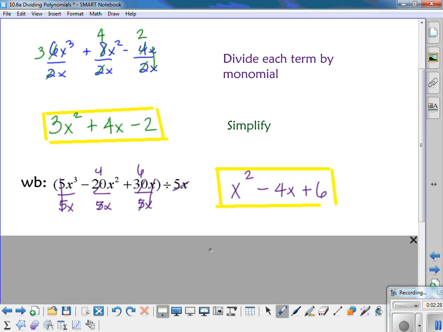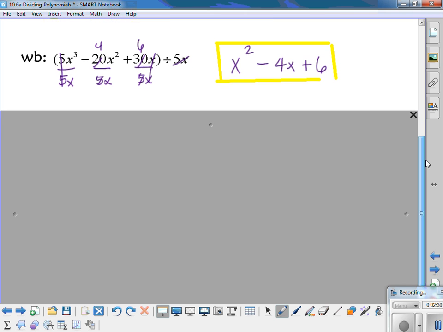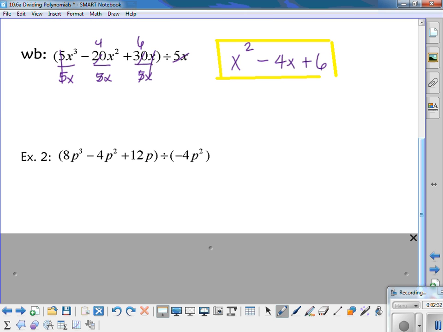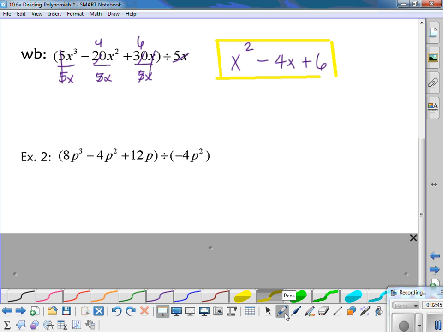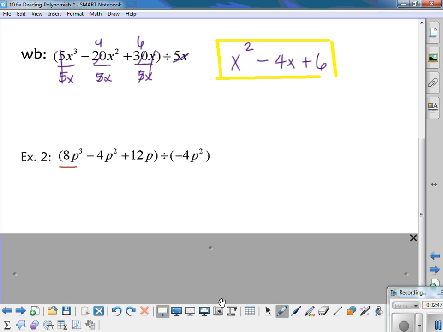All right, let's do another one for your notes. All right, so now I have 8p cubed minus 4p squared plus 12p, and I'm going to divide that by negative 4p squared. So I'm going to write the negative 4p squared under each term. When you divide by a negative, be really careful with your signs because everything's going to change.